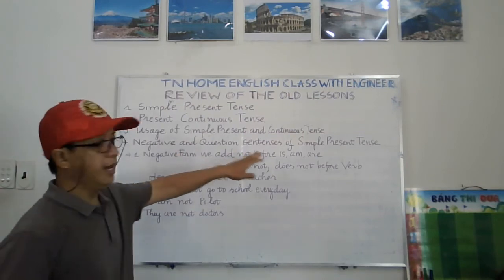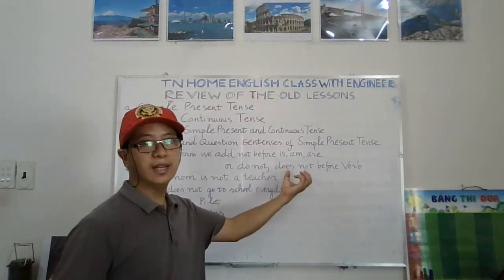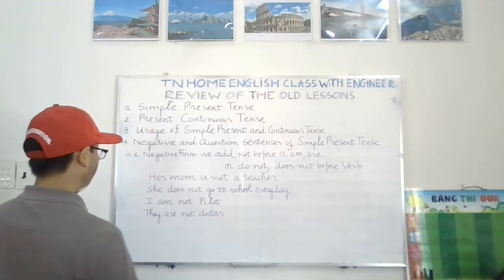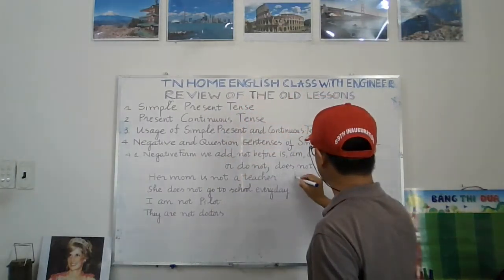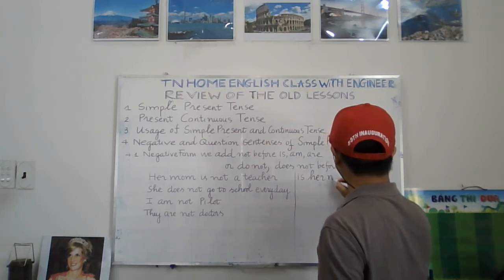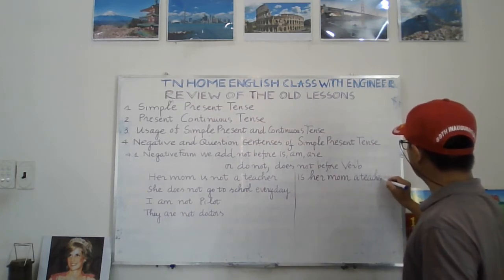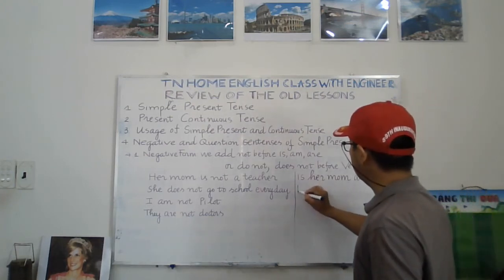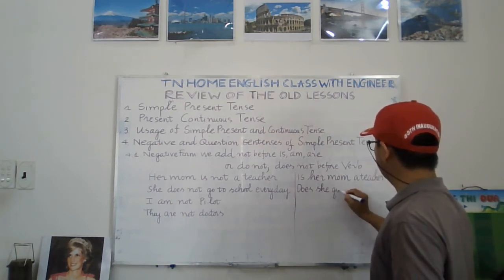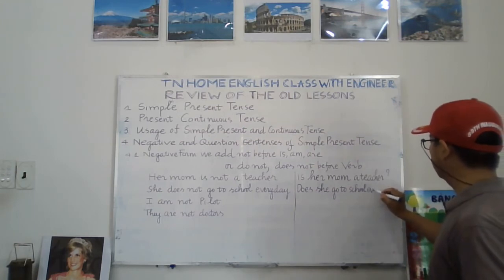And now, question sentences are similar to the negative form, but we put to be or do, does at the beginning of the sentence. For example, is her mom a teacher? Is her mom a teacher? Does she go to school every day?